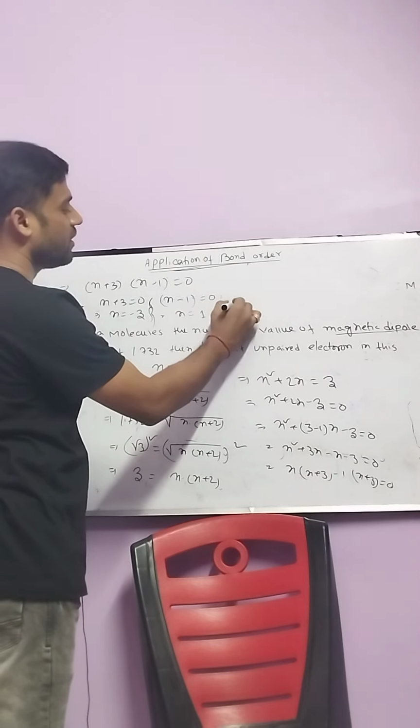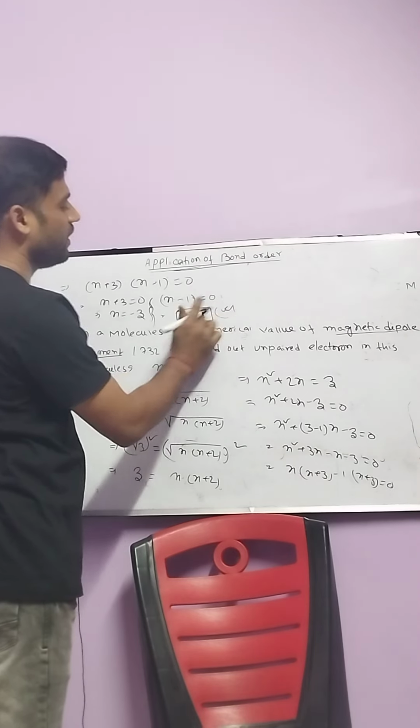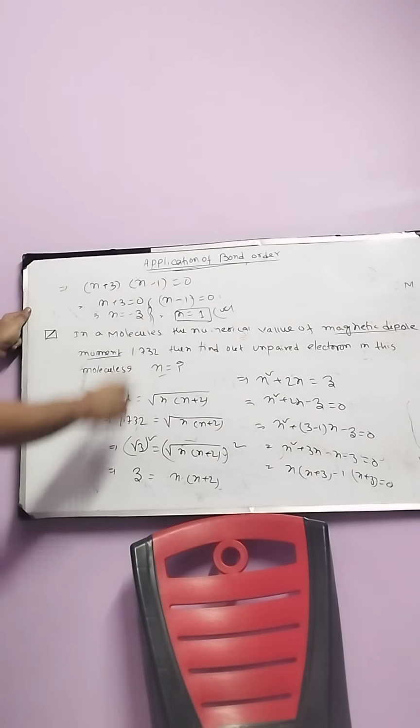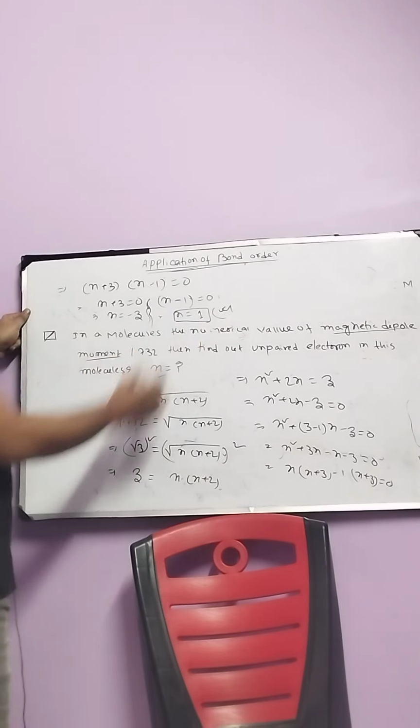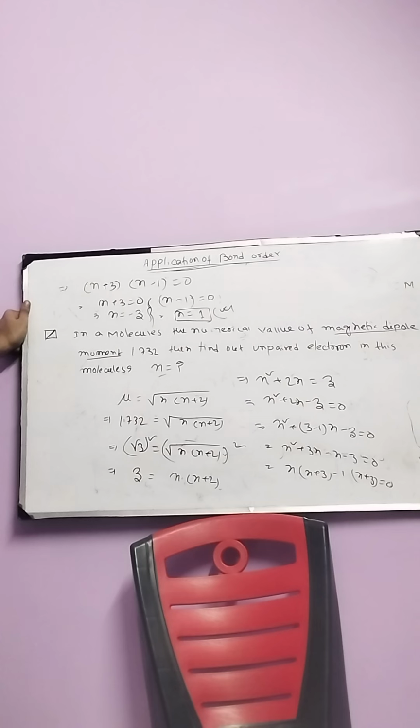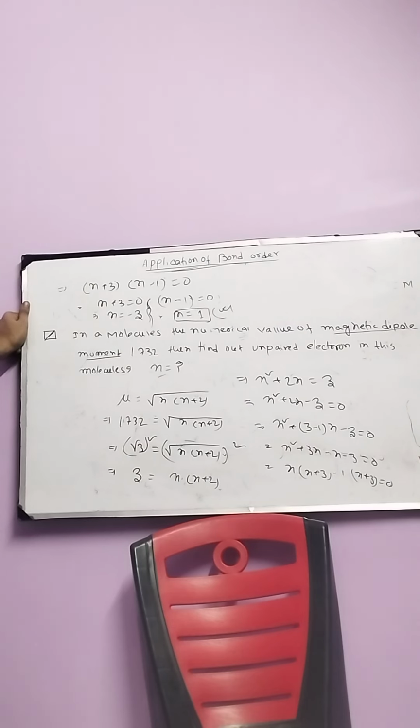So this is the right answer. The n value is given: n is equal to 1. So the number of unpaired electrons in the molecule is 1. From the previous question's data, the unpaired electrons in a particular molecule determine the magnetic dipole moment.